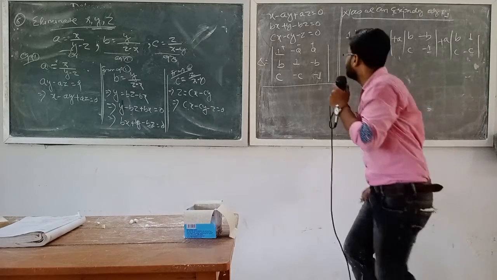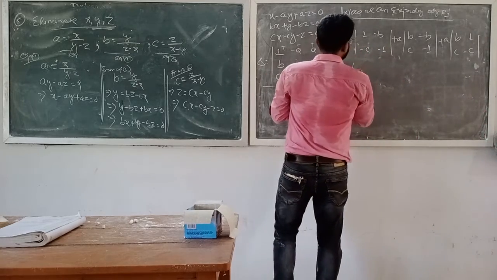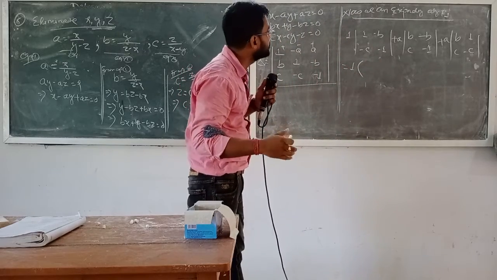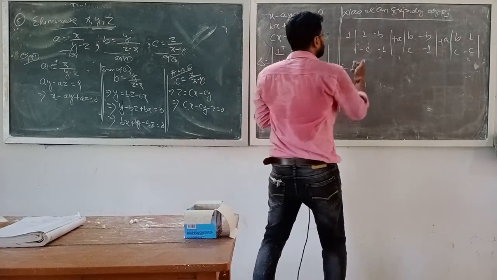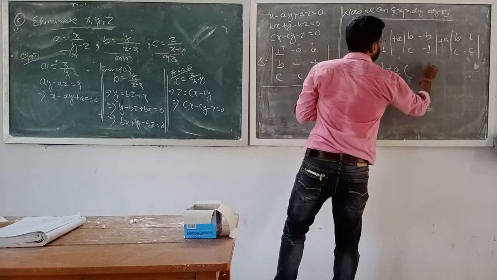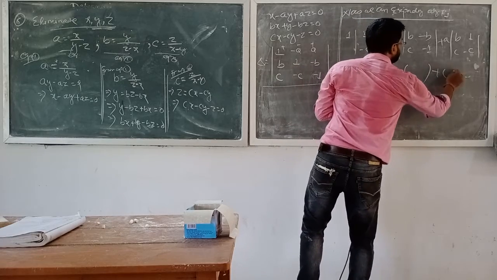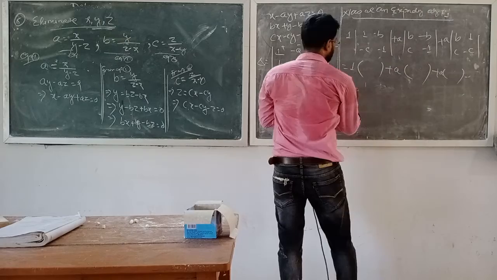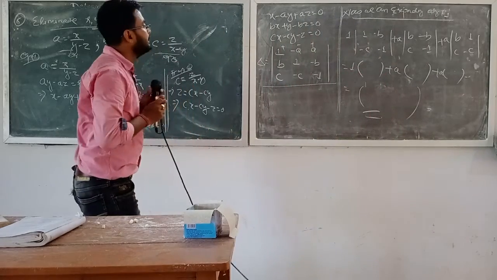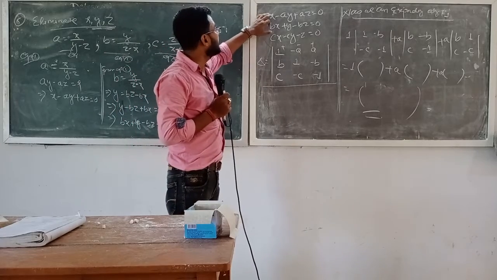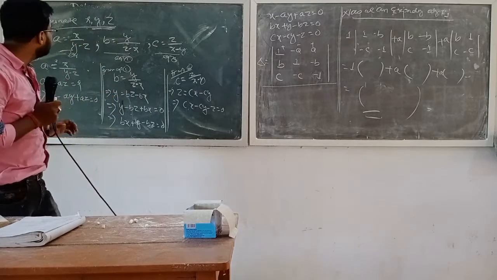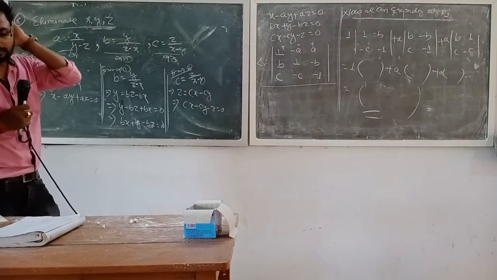Now we can expand it. It is 1 into the product of the principal diagonal elements minus the product of the non-diagonal elements, so 1 into minus 1, plus a into this. This is the answer of this determinant, by eliminating the variables x, y, z. This is the process to find the elimination of x, y, z using the determinant.